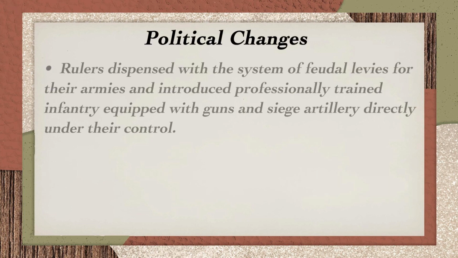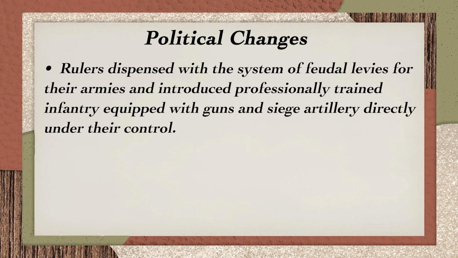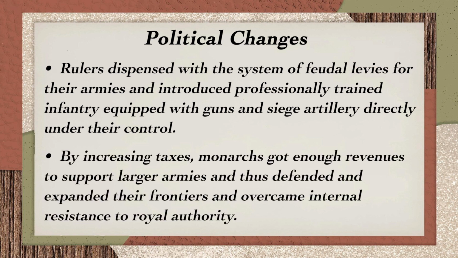Rulers dispensed with the system of feudal levies for their armies and introduced professionally trained infantry equipped with guns and siege artillery directly under their control. By increasing taxes, monarchs got enough revenues to support larger armies and thus defended and expanded their frontiers and overcame internal resistance to royal authority.